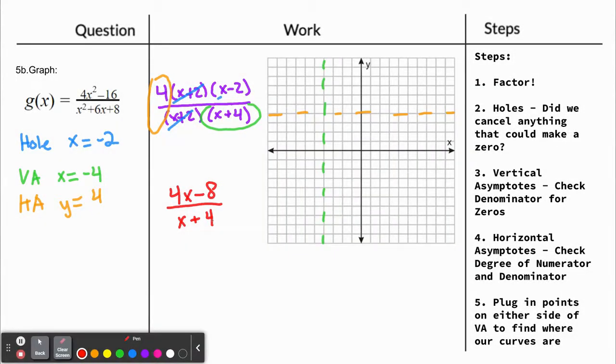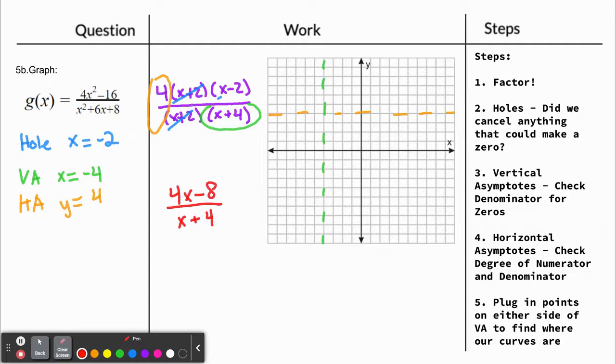So in this question here, we're asked to graph this function. I've already gone through and done the first 4 steps in a previous video. So in this case here, we have a hole at -2, vertical asymptote at -4, and a horizontal asymptote at y=4. So then I have this simplified version after canceling out the numbers for our hole. And now we're going to need to graph this.